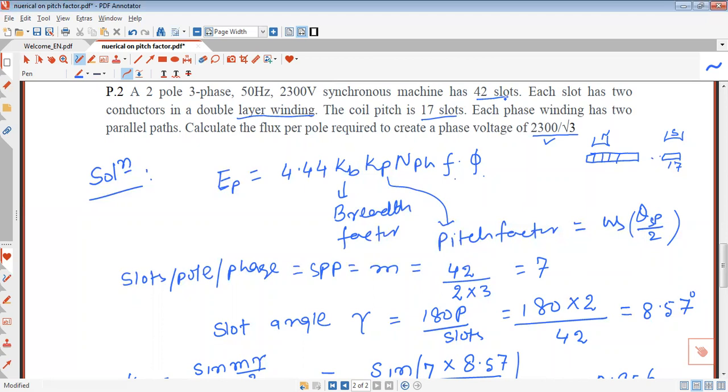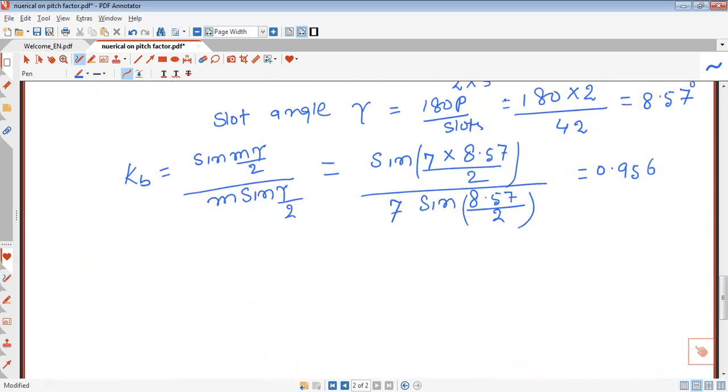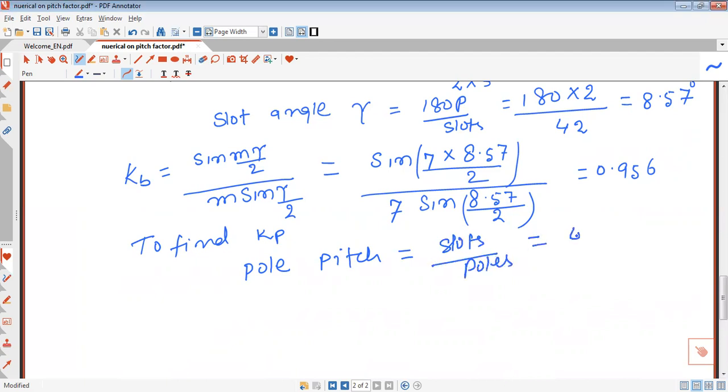So slots per pole is called pole pitch. We have to calculate two parts here to find Kp. We need to find the pole pitch. Pole pitch means full pitch, which is equal to slots divided by number of poles. Here slots is given as 42 and poles is 2, so it is 21 slots per pole.